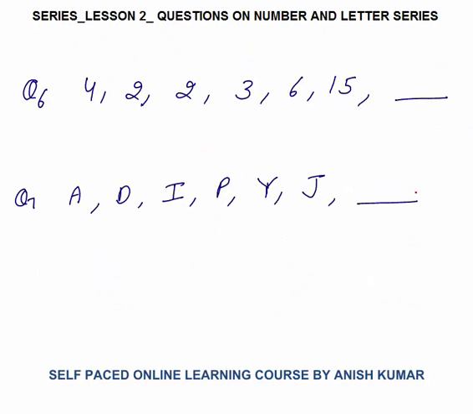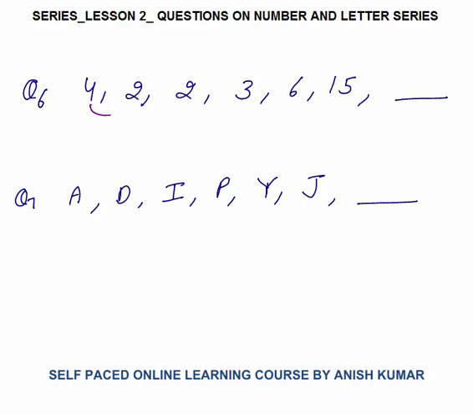Now question number 6 and 7 on your screen. Pause the video, try to solve yourself, then look at the way I have solved. Now question number 6: 4, 2, 2, 3, 6, 15. If you see the difference in the terms, then you won't find any pattern, because here the difference is minus 2, then 0, then it's increasing. So you have to find the pattern in the terms.